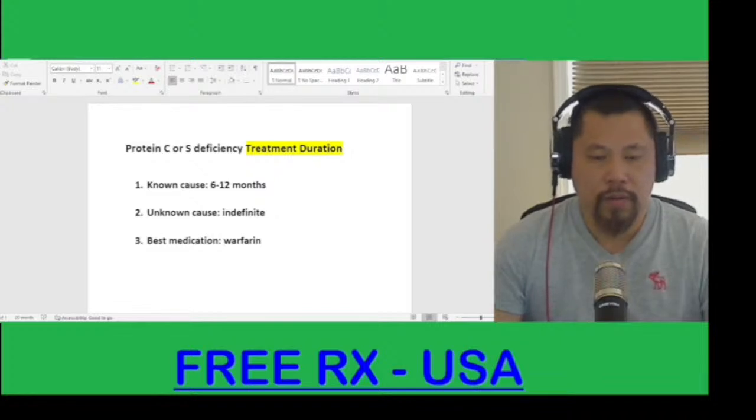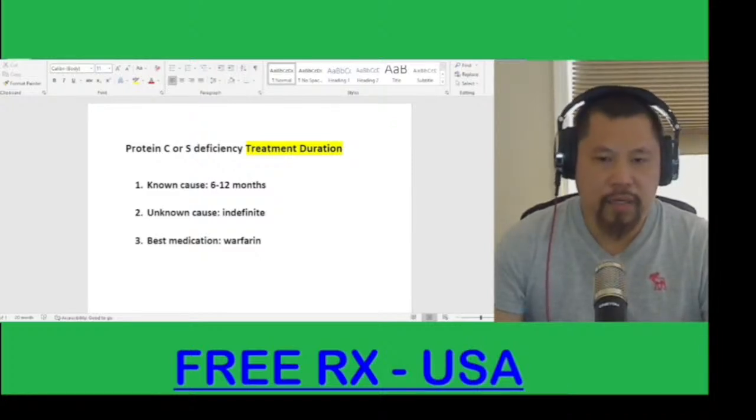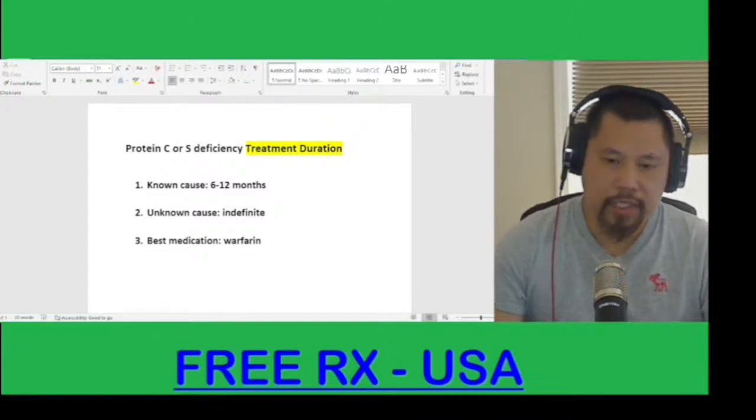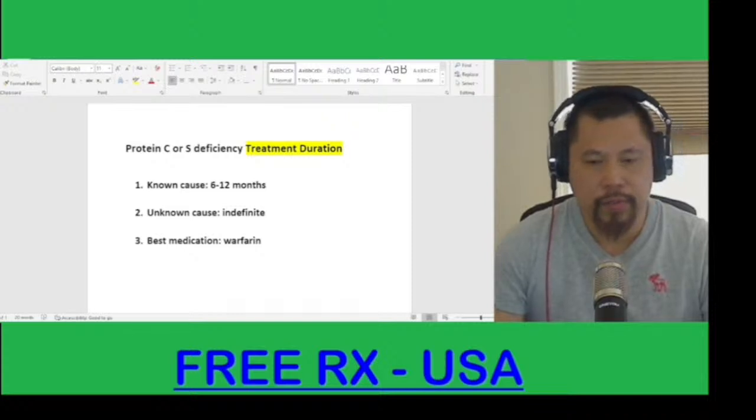If you don't know the cause, then you may need a blood thinner medication for the rest of your life. The best medication for this indication is warfarin. Other medications are Eliquis or apixaban, Xarelto or rivaroxaban, Pradaxa or dabigatran.